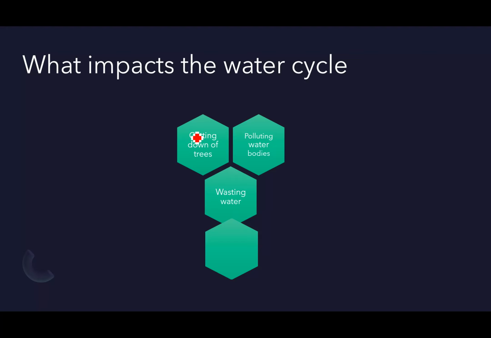Now, what can impact the water cycle? Number one, cutting down of the trees, that is deforestation, polluting the water bodies, and wasting water. So, these three things can actually impact the water cycle.